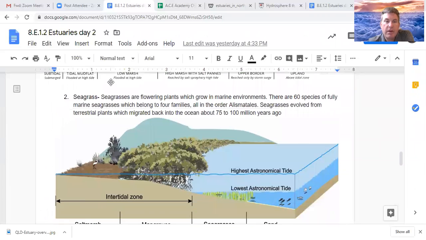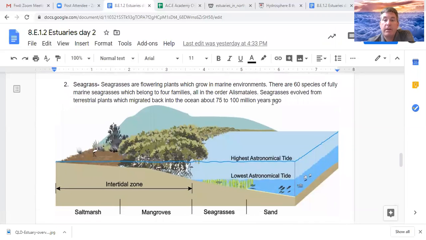And then your seagrasses, which are flowering plants that grow in marine environments. Your seagrasses down here are below the low tide line. These things grow in the water. They're not something that pokes up, or that gets wet and gets dry. Seagrasses are totally submerged plants.